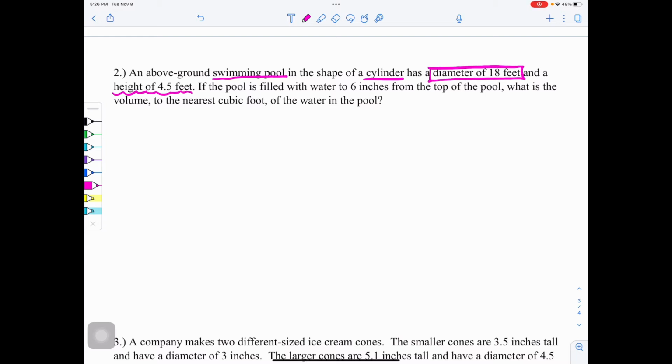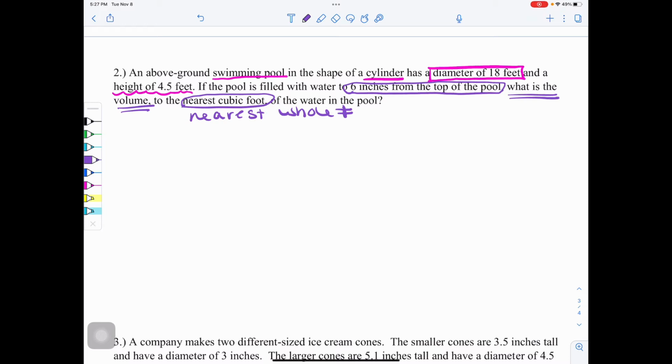If the pool is filled with water, so filled with water means we're talking volume, but it says 6 inches from the top of the pool. So think about this. If you're filling the pool and people are going to swim in it, you don't want to fill it all the way to the top because then the water will come out. So they're going to leave 6 inches at the top of the pool without any water. They want to know what is the volume to the nearest cubic foot. So that's the nearest whole number, okay, of the water in the pool.